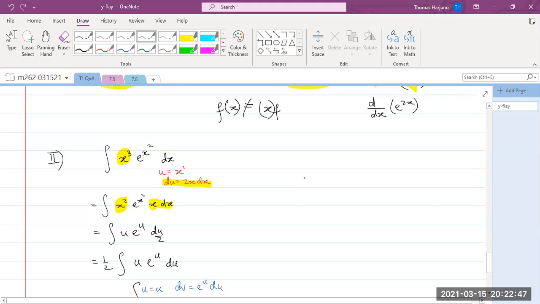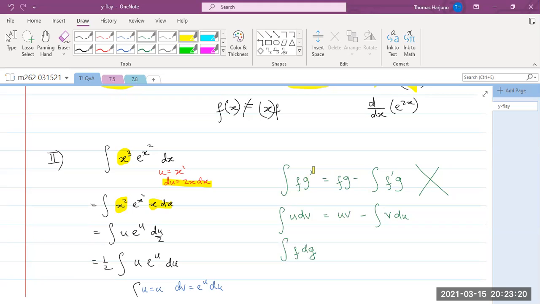Integral of f g prime equals to f g minus integral of f prime g. That is not true. The correct one is integral of, supposed to be u dv, right? Integral of u d phi equals to u phi minus integral of phi du. Now, if you insist to use f and g, fine, then it should be f dg. It's differential, not derivative.